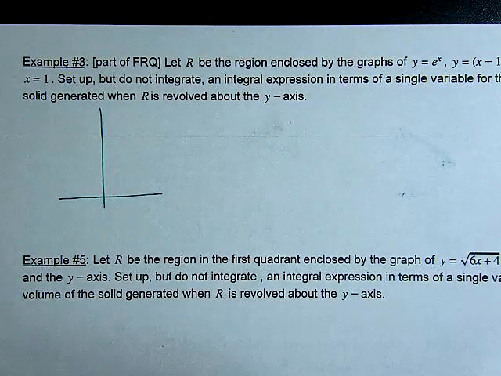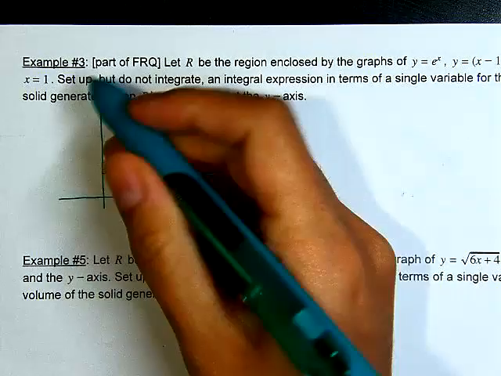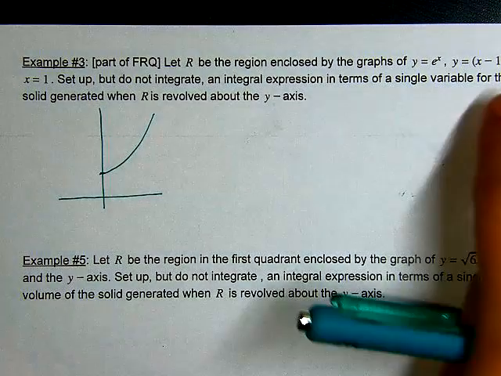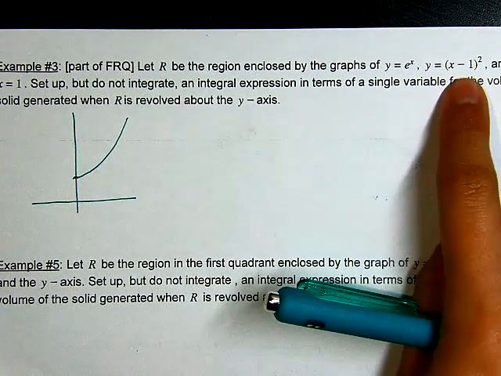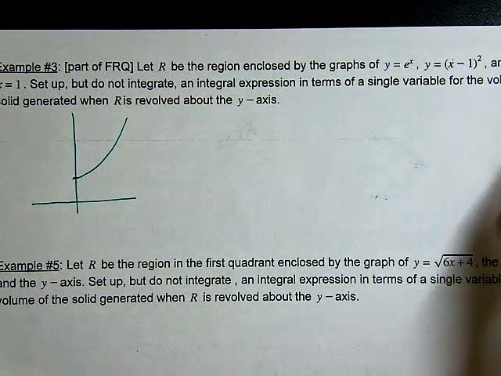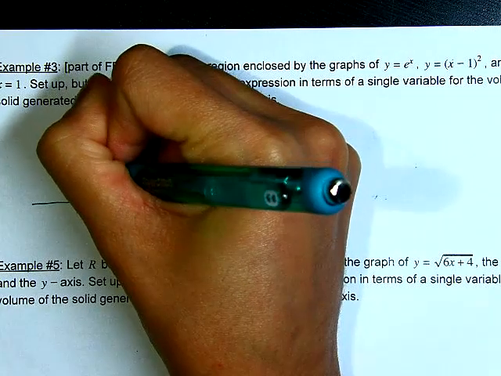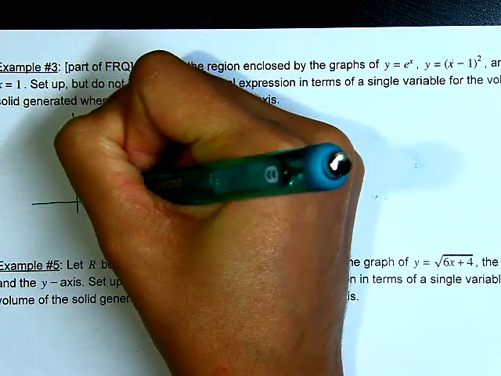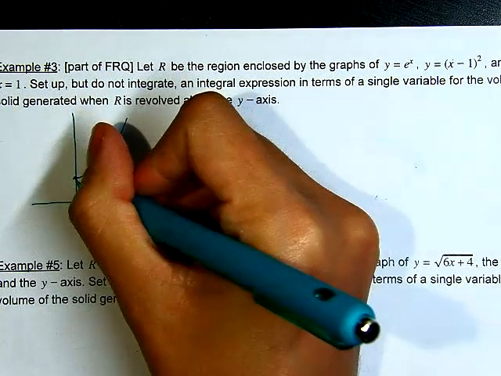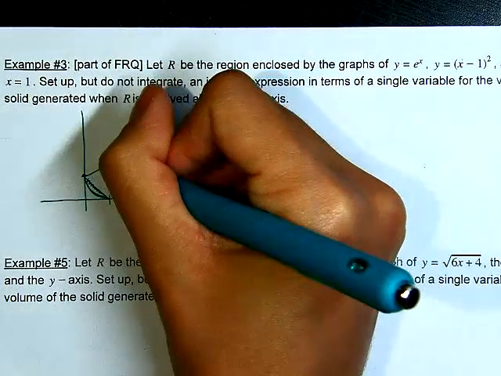So e to the x is exponential. Its y-intercept is at (0, 1). And (x minus 1) squared, if you recall your parent function transformations, a minus 1 inside with the x will shift it to the right one. Sorry, I drew it a little too straight. It's this bottom one here. And the line x equals 1.